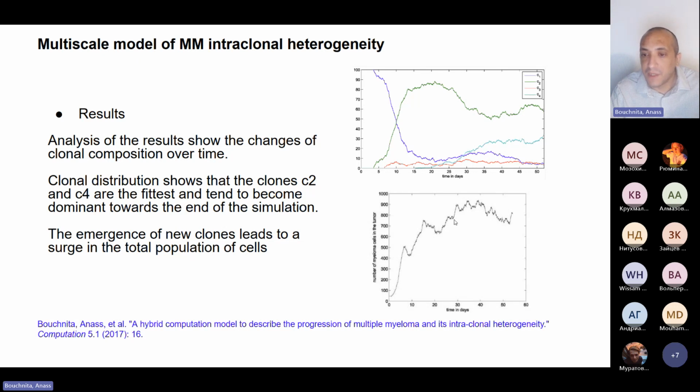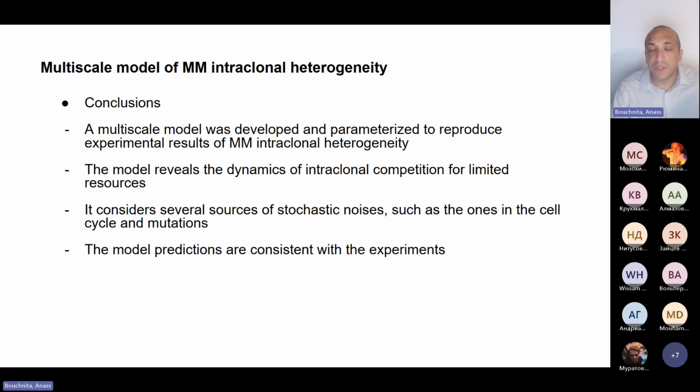We can see that after the emergence of each clone, there is an increase in the size of the tumor. When the tumor consisted only of clone 1, the number of cells was approximately between 400 and 500. Then after the emergence of the second clone, the size increases. And finally, after the emergence of each clone, the number of cells in the tumor increases. So these were the main results of this study.